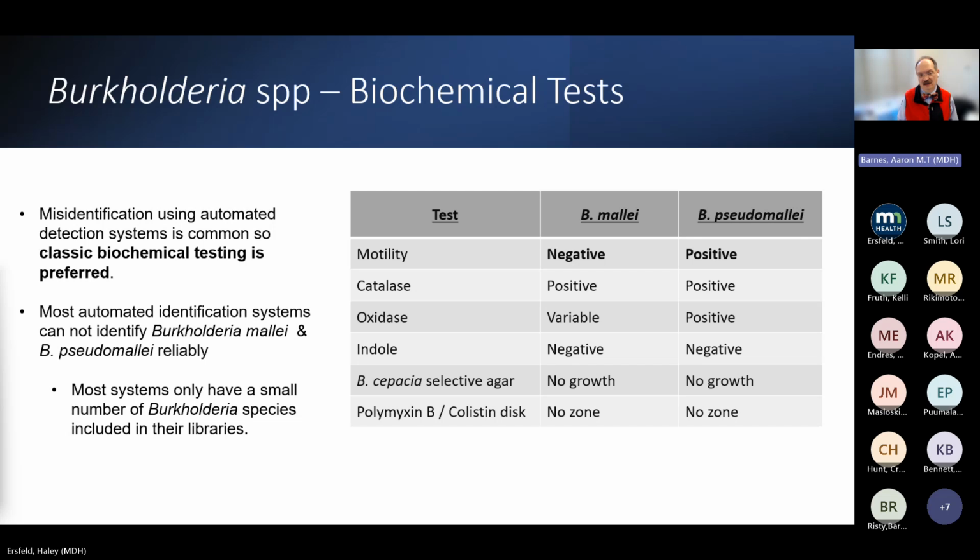So biochemically, Malii and Pseudomalii are basically the same except for motility. Burkholderia Pseudomalii is positive for motility. Malii is negative for motility. Technically, there's some oxidase variation as well. Some Maliis can be positive on oxidase, and some can be negative. But generally speaking, otherwise, they're pretty similar. Most identification systems can't identify these either. So again, we're going to be going through the flow chart.